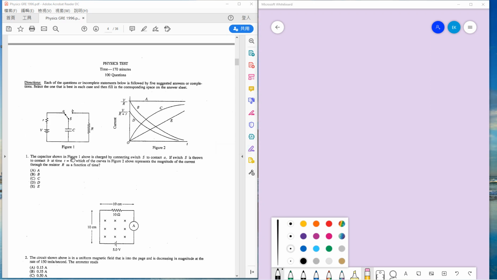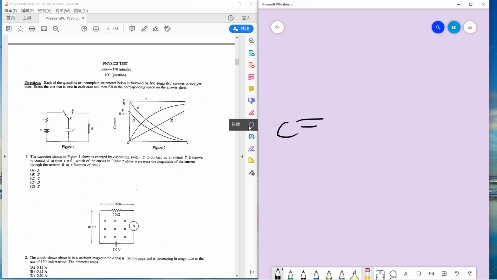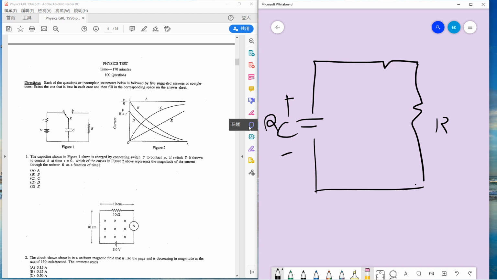So basically the capacitance showing, it starts connecting A to S, and after that it starts S to B. So basically you have a capacitance, and there's a Q which will dissipate. So the starting point is V. So why is it asking about the current?